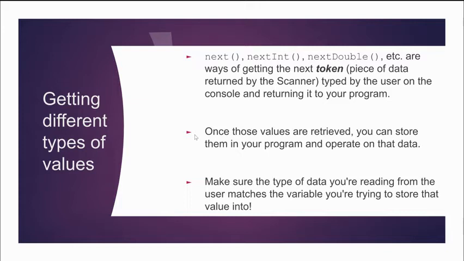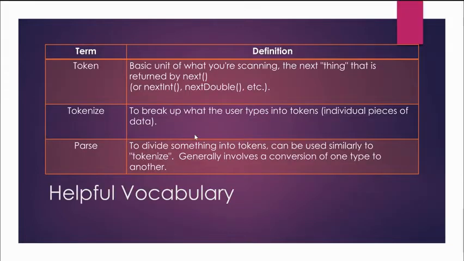Make sure the type of data that you're reading from the user matches the variable that you're trying to store the value into. So here's some helpful vocabulary. A token, a basic unit of what you're scanning, the next thing that is returned by next, or nextInt, or nextDouble, etc. Tokenize. This means to break up what the user types into tokens, pieces of data, individual data.